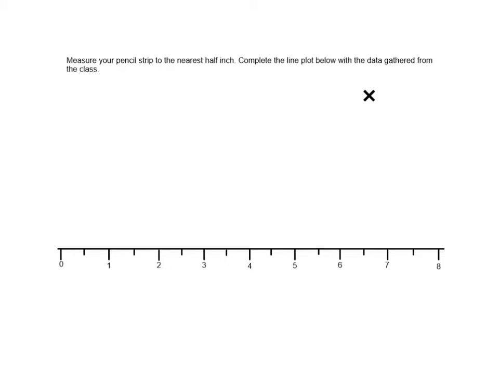All right, so if we were in class while we were doing this, everybody would use their own ruler and they'd measure their pencil to the nearest 1/2 of an inch. Because you guys are at home and you probably don't have a bunch of pencils and your ruler, I'm going to show you 6 different pencils, and I'm going to measure each of the pencils, and then we're going to complete the line plot together to collect some data about our 6 pencils.